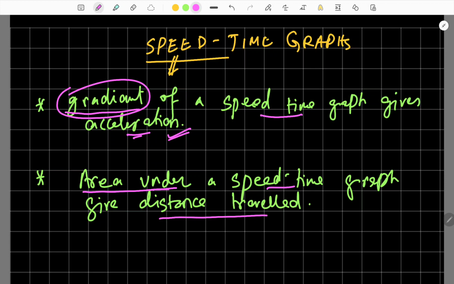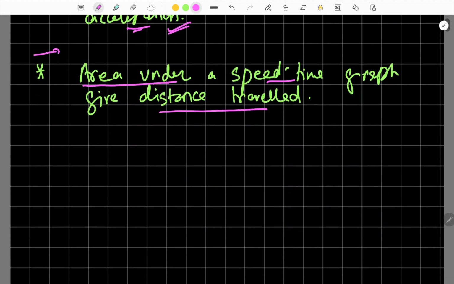For example, if you have to find the distance traveled for the first 10 seconds, simply take the area under the graph till 10 seconds. You'll get the distance traveled. If you want to calculate the distance traveled for the whole journey, beta, find the area under the entire graph. Clarity? Okay. Beta, these are the only two important points in this chapter. ठीक हो गया? Let's take a look at a speed time graph.